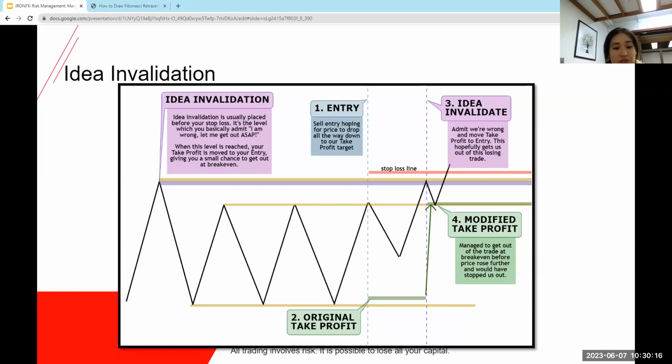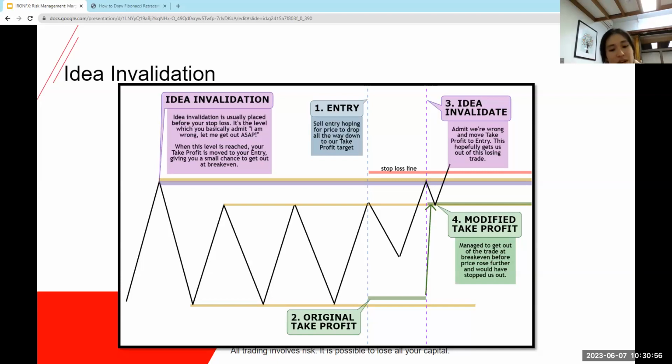So invalidation basically refers to the process of testing the validity of your trading idea. After you evaluate whether your trading idea is valid, then you determine if it should be disregarded or acted upon. So essentially, it's a way of determining if a trade idea still holds up in light of new information or market conditions.